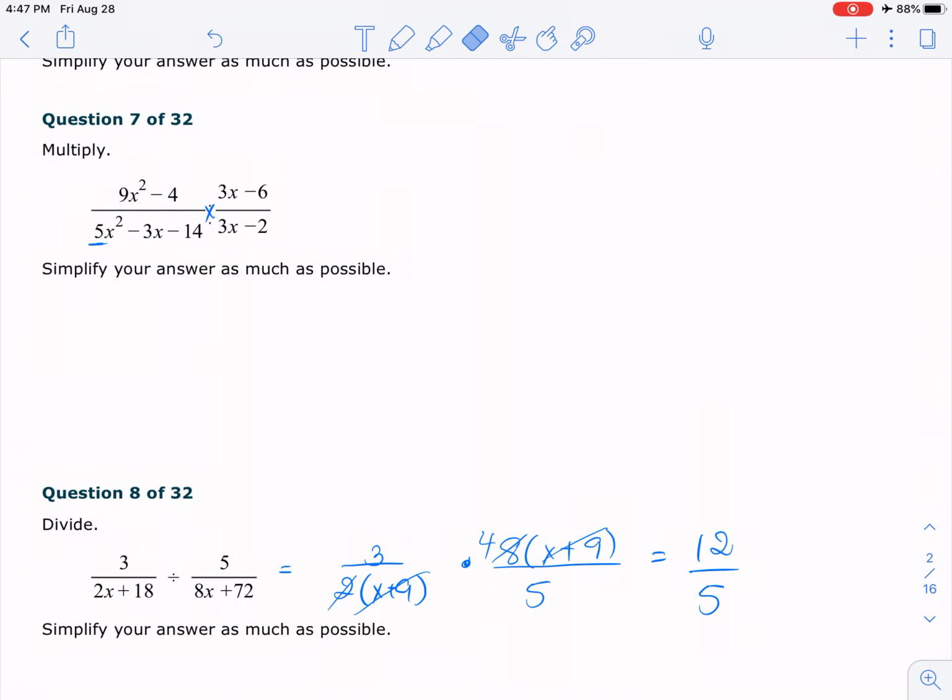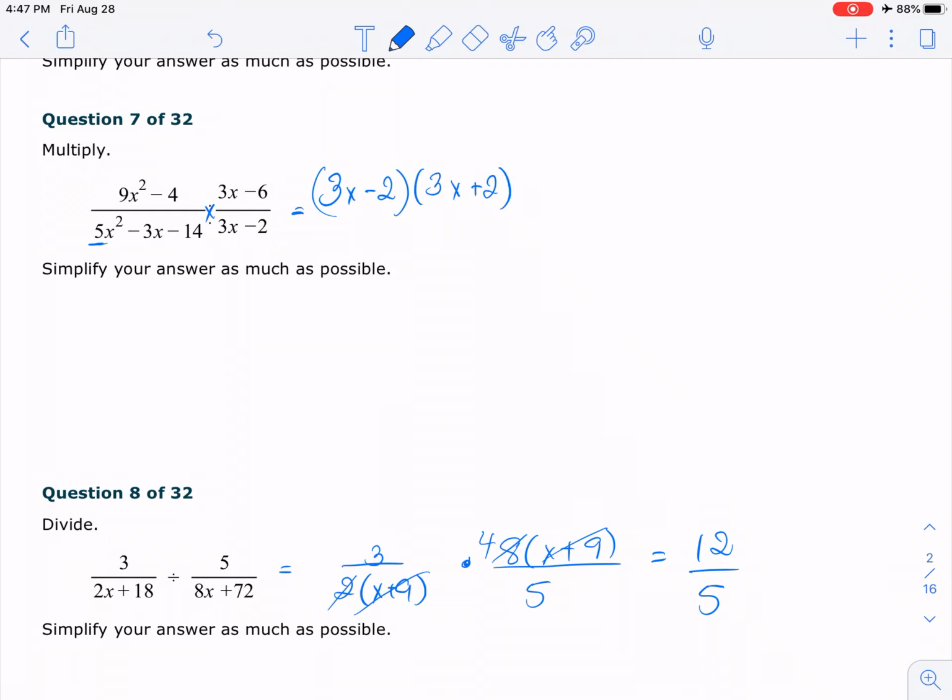I want to go over this problem not just because it's a tough multiplication problem. It's tough only because the factoring part is a little bit harder. So if you know how to factor really well, all of these problems are going to be super easy to you. So 9x squared minus 4, when you factor, is going to be 3x minus 2 and 3x plus 2.